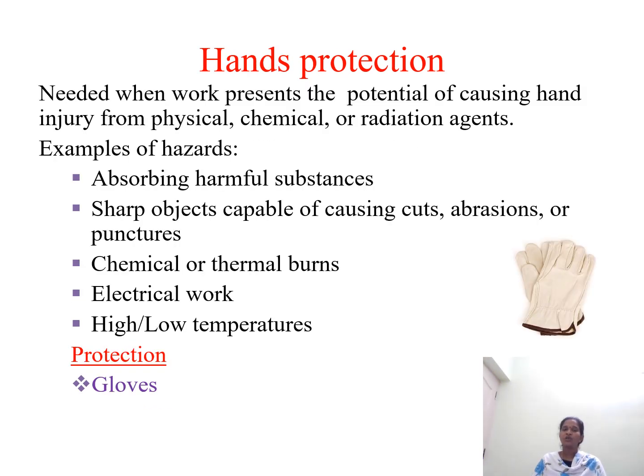Hand protection. Hand protection is needed when work presents a potential of causing hand injury from physical, chemical or radiation agents. Examples of hazards include absorbing harmful substances, sharp objects capable of causing cuts, abrasion or punctures, chemical or thermal burns, electrical work, high or low temperature work. Usually gloves will be suggested for protecting hands, and glove selection depends upon the types of hazard.